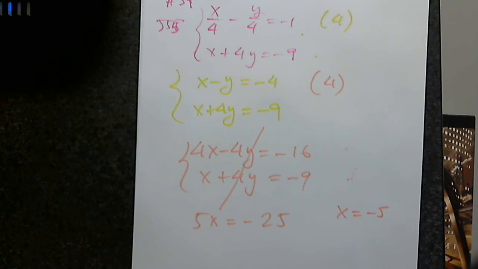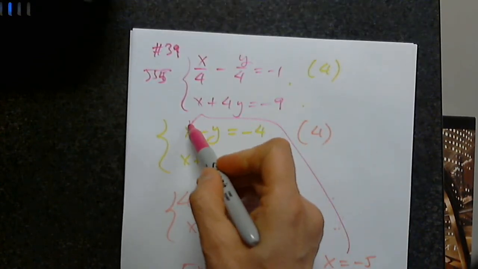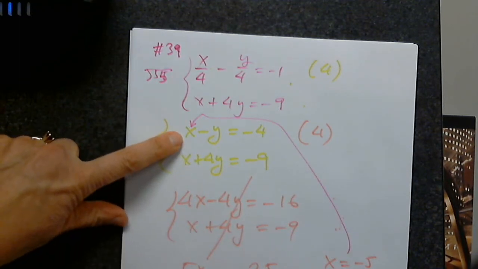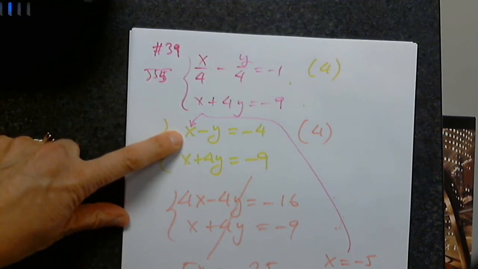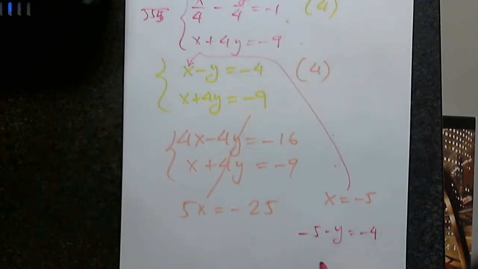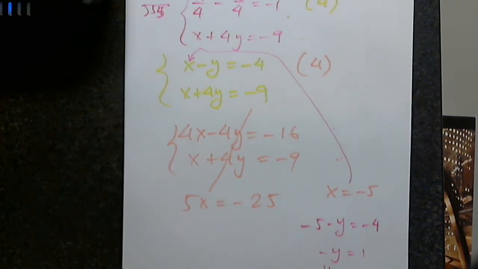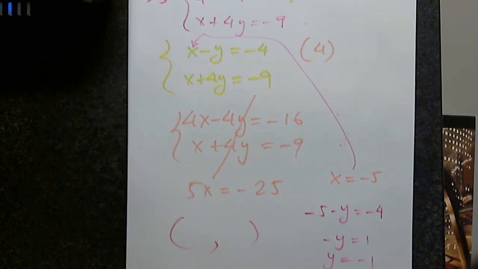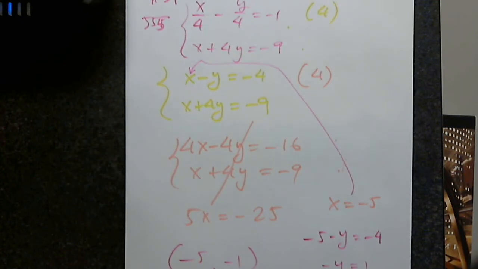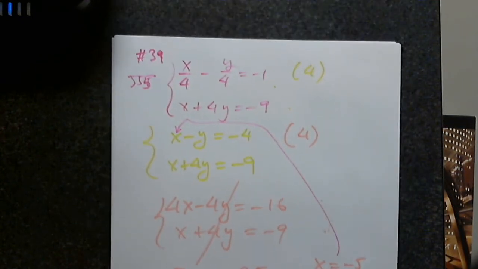And you can say not so fast, and I would have to agree. It's not done because I only found x. I have to go back and find y. But that's not a big deal. Negative 5 minus y equals negative 4, so negative y equals 1, or y equals negative 1. So I claim negative 5, negative 1. Does it matter which equation you use? No, because I go back and check the answer anyway.